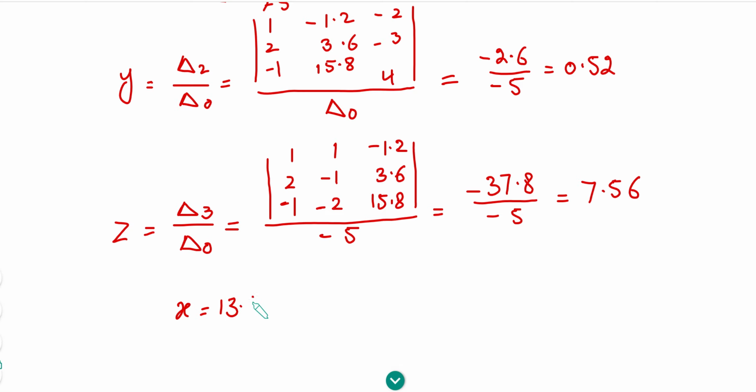So using both methods, our answers for x, y and z are similar. x is 13.4, y is equal to 0.52 and z is equal to 7.56. I'm sure that you understand this question. It is very simple and straightforward. My advice is to go systematically, solve it step by step to gain your maximum marks in your exam.